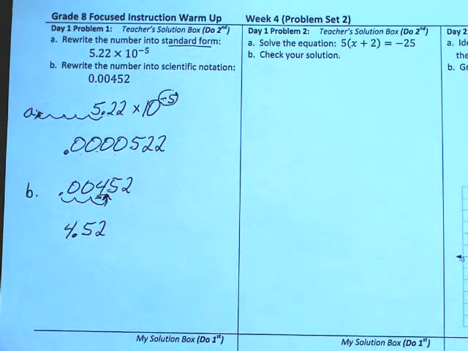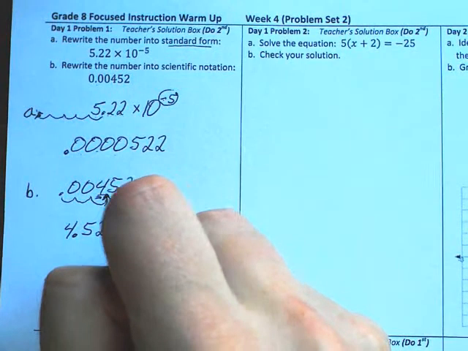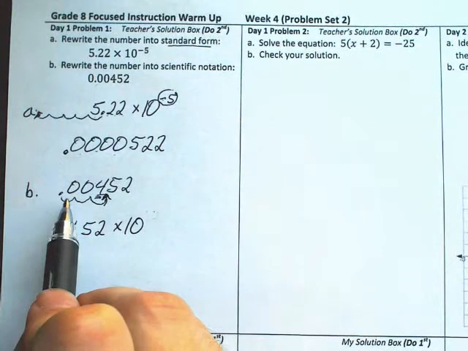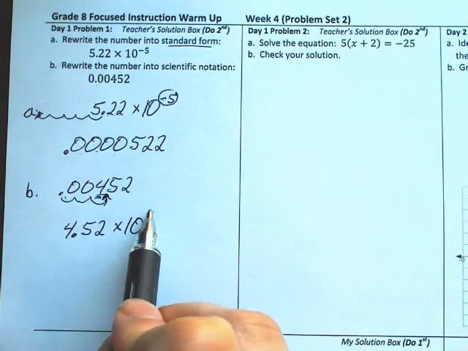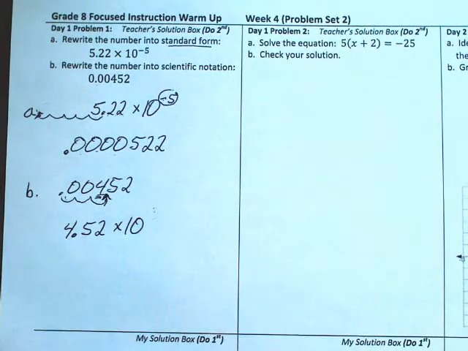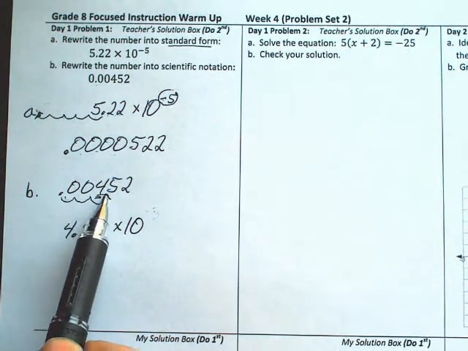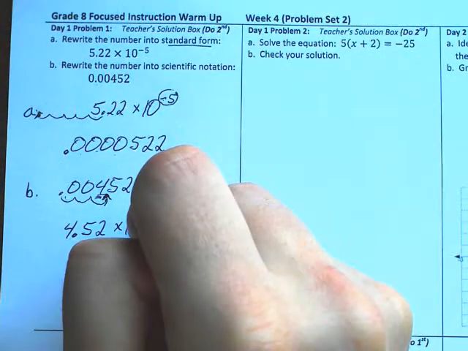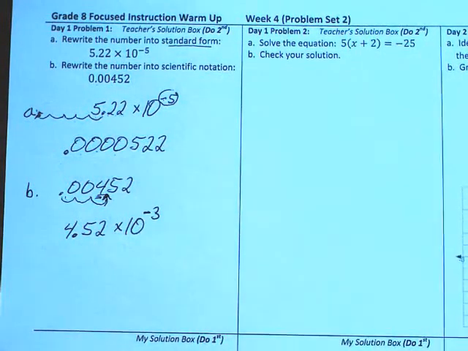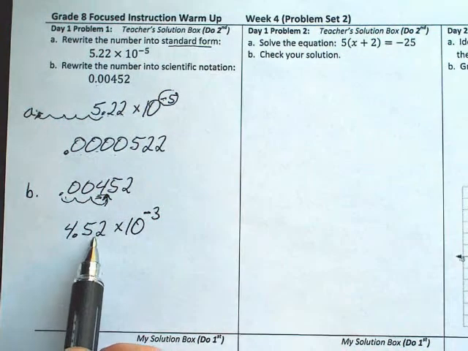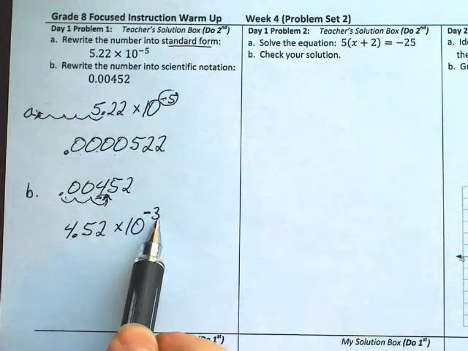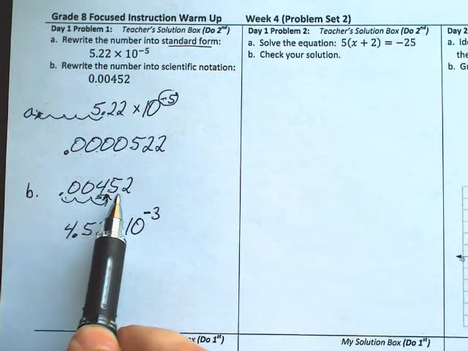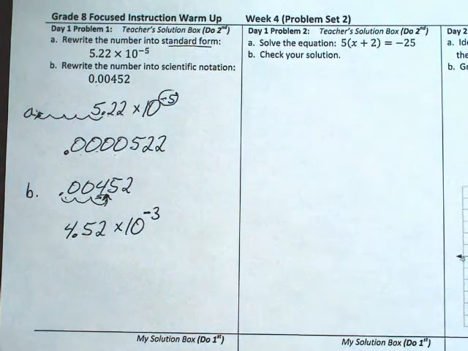4.52. And now the times 10 piece, and we need to figure out the exponent on the 10. Recall that we moved it 3 positions, and so the exponent is going to involve a 3. But one more thing, because this is a decimal number, the exponent is actually a negative 3. And so 4.52 times 10 to the negative 3 power is equivalent to the number 0.00452.